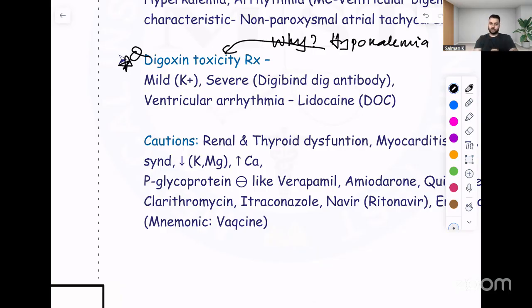So you must know digoxin has now bound to my heart. Too much digoxin is now binding to my heart. I need to remove it from there. Now to remove it from there, I'm going to give you what? A drug called DigiBind. It binds to digoxin. DigiBind is something that binds to digoxin. Okay. Now that you have learned this, after this, lidocaine. Lidocaine is given to control the arrhythmia part in this disease. Okay.